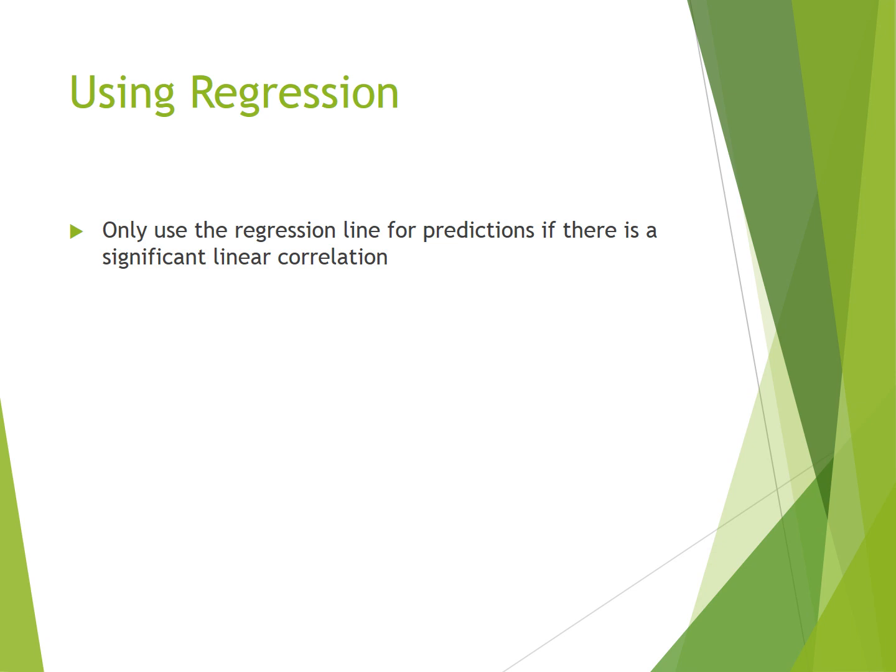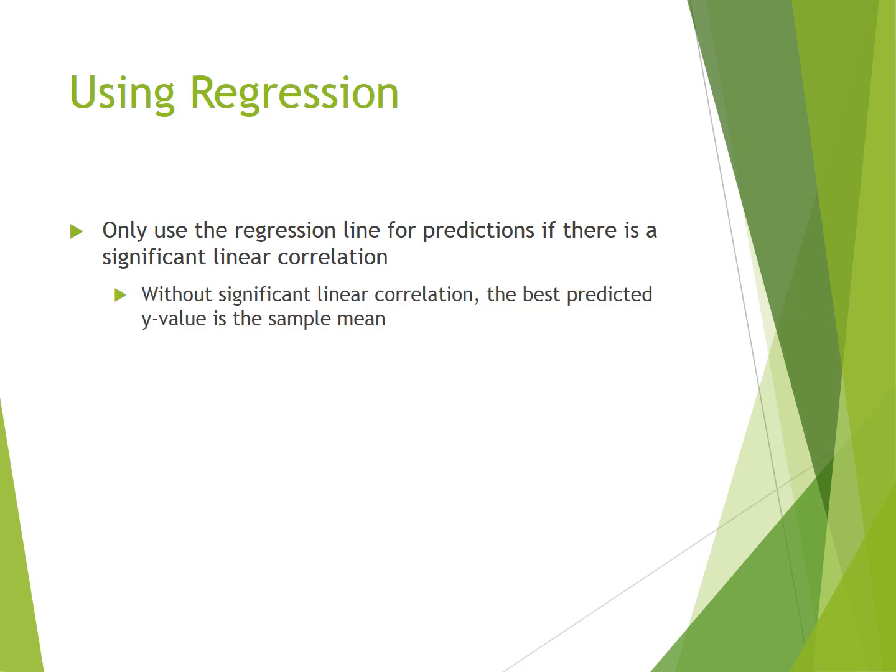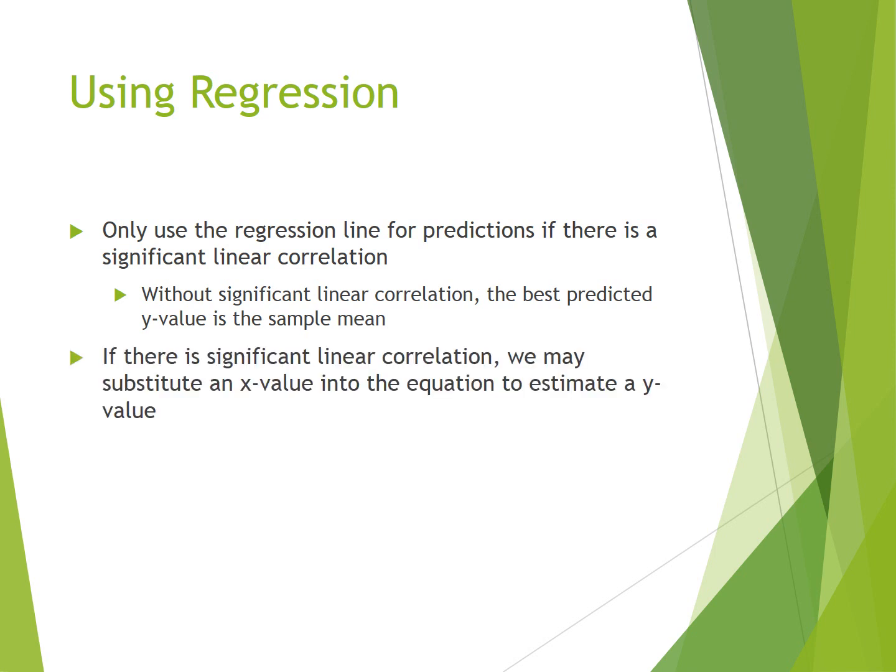Only use regression if there is a significant linear correlation. Remember, we determine significance from the p-value. We determine strength from the r value. Without a significant linear correlation, so if the p-value turned out to be greater than 0.05, then our best predictor for the y value is the sample mean. If there is a significant linear correlation, we may substitute an x value into the equation and get an estimated response variable value. But we must stay within the scope of the available sample data.